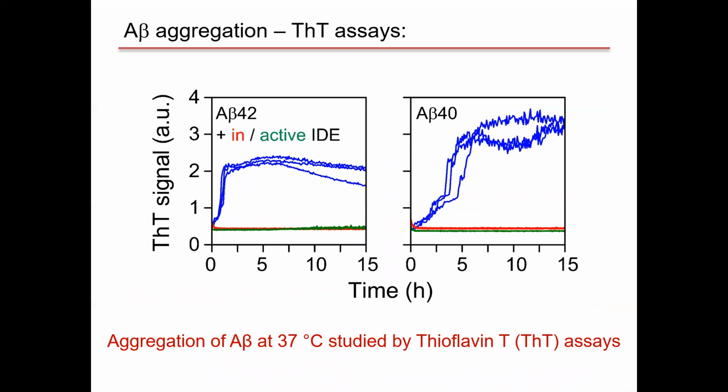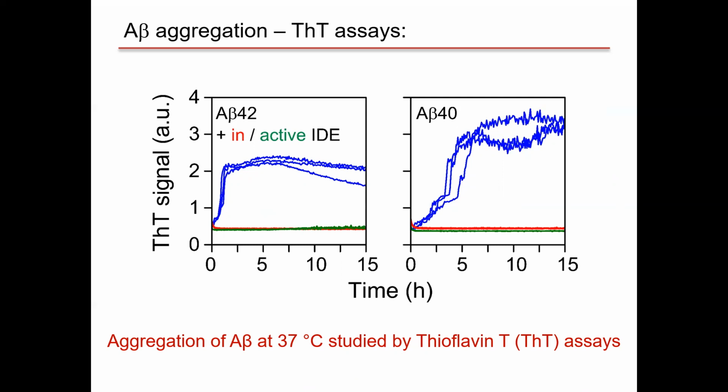Here's some experimental data that I collected. A beta 42 and A beta 40 are the two major isoforms of amyloid beta, and I measured their aggregation using a thioflavin T assay. Thioflavin T is a classic amyloid-specific dye that fluoresces when it binds to amyloid fibrils.